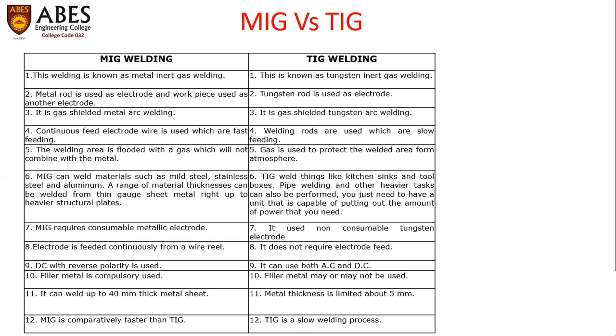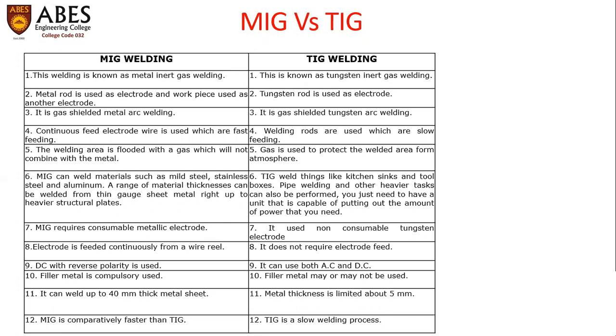If we compare TIG with MIG, we can have some points. MIG welding is known as metal inert gas welding, whereas TIG is tungsten inert gas welding. In MIG welding, a metal rod is used as one electrode and the workpiece is used as the other electrode. In TIG, a tungsten rod is used as the electrode. MIG is a gas-shielded metal arc welding. TIG is a gas-shielded tungsten arc weld.